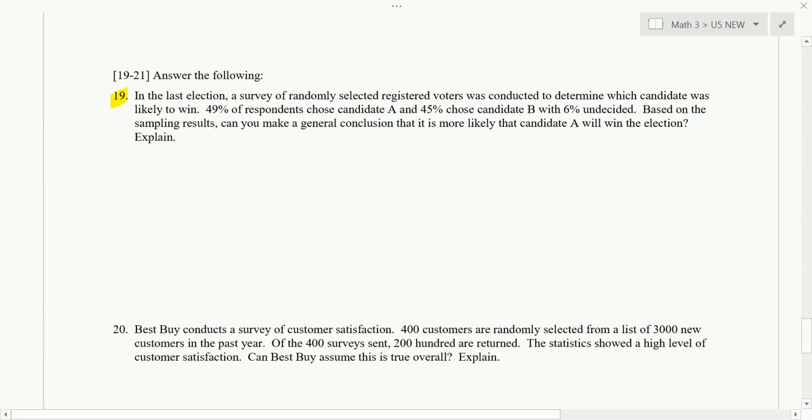Number 19, answer the following question. In the last election, a survey of randomly selected registered voters was conducted to determine which candidate was likely to win. 49% of respondents chose candidate A, and 45% chose candidate B, with 6% undecided. Based on the sampling results, can you make a general conclusion that it is more likely that candidate A will win the election? Explain.